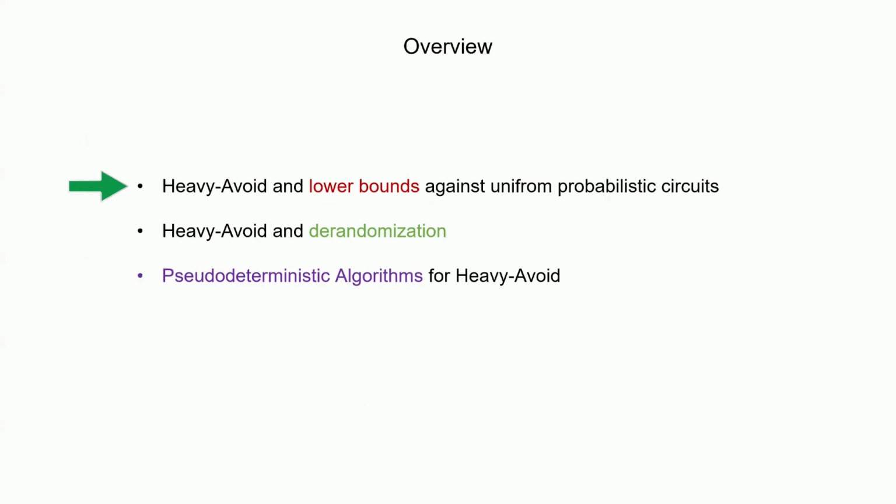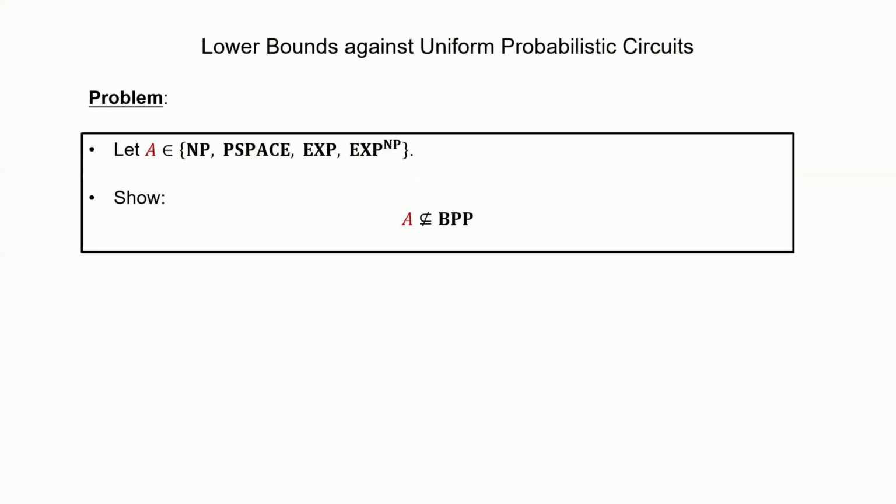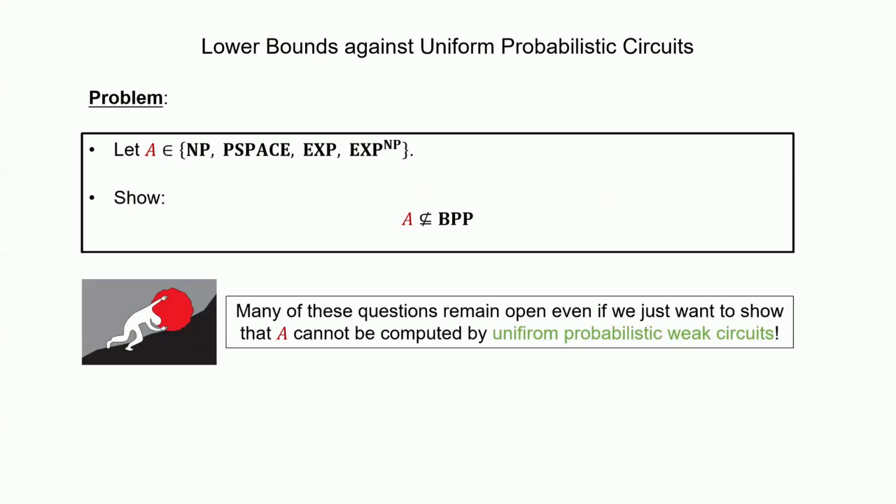Let me first talk about proving lower bounds against uniform probabilistic circuits. Let A be a complexity class that is one of NP, PSPACE, EXP, or EXP with NP oracle. The major open problem in complexity theory is to show that the class A is not contained in BPP. In particular, we don't even know how to separate EXP with NP oracle from BPP. In fact, many of these questions remain open, even if we just want to show that these classes cannot be computed by some uniform probabilistic weak circuits.